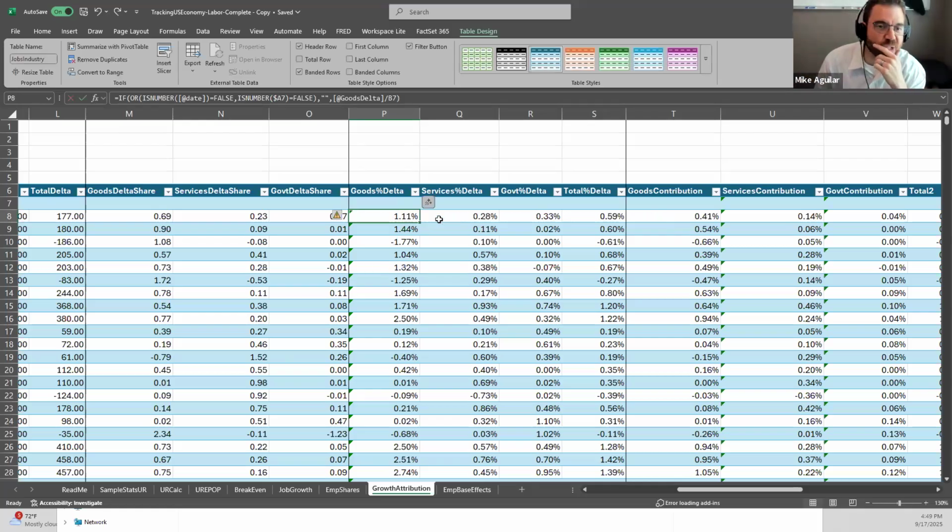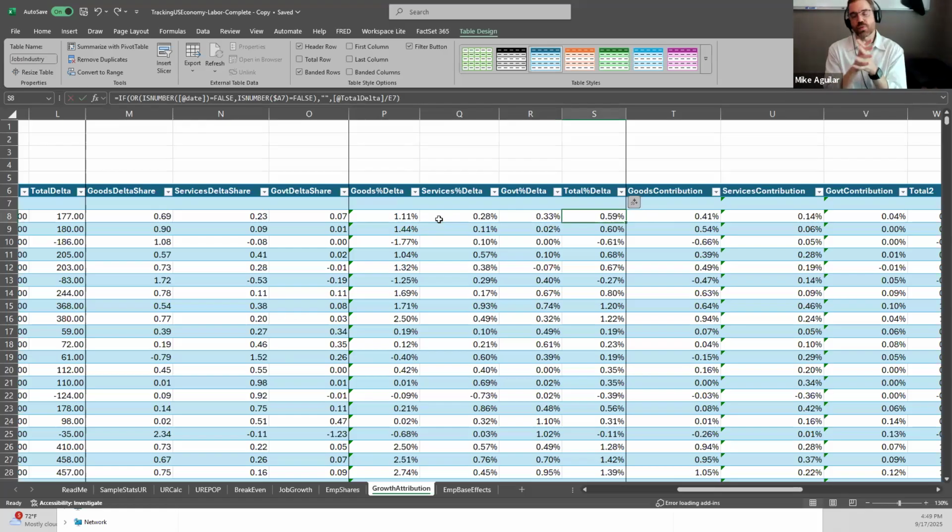So what this means is the amount of employment in the goods sector grew by 1.1% in that month, services 0.28%, government 0.33%, and the total was 0.59. And that total was on that total column.